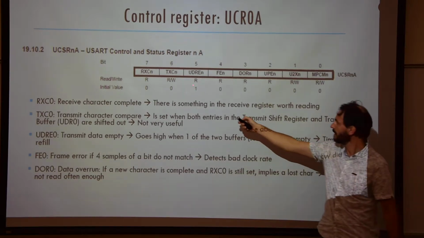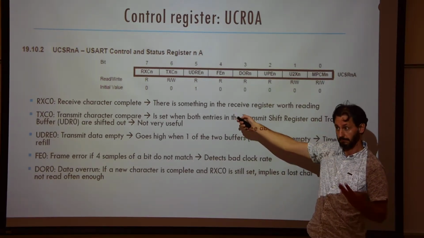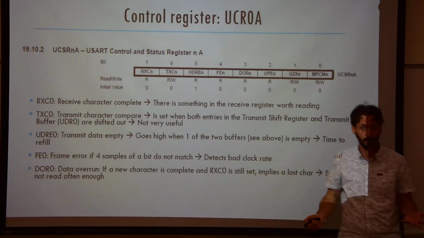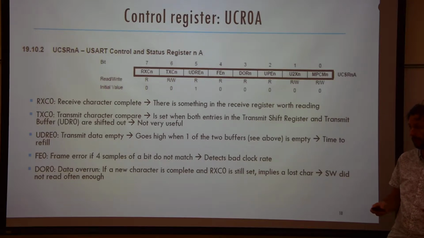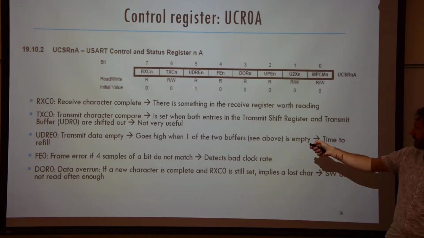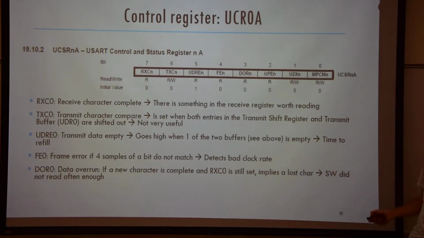So that's why this has a default value of 1, right? Because when you start off with your code running on your MCU, there's nothing in the transmit buffer. So it is set to 1 because indeed both buffers are empty, so you can refill it.